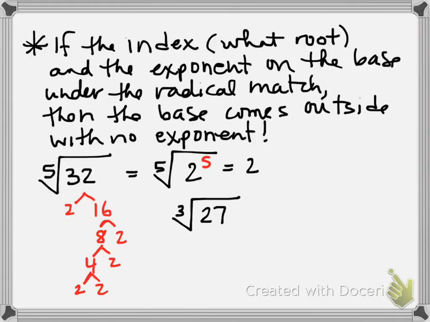So let's prime factor. So 27 is 3 times 9. 9 is 3 times 3. So we get the cube root of 3 cubed. It's 3. The index and the exponent match. 3 comes out. What if it doesn't match? Okay. Let's do one that doesn't match. What if I ask you for the cube root of 81?